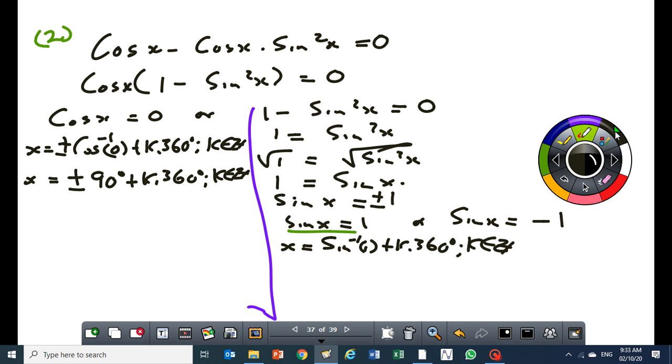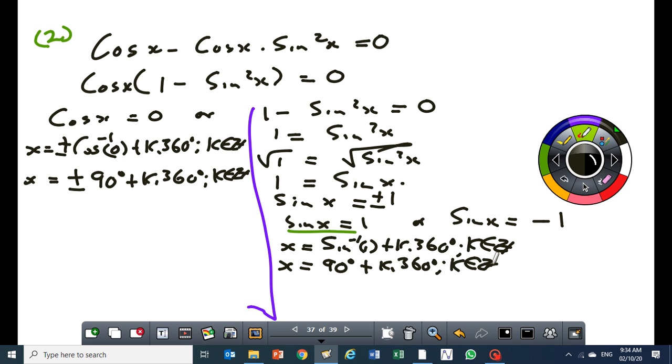Then shift sine of 1 will give you 90 degrees. So you end up having x equal to 90 degrees plus k times 360, where k is an element of integers. Okay? But check this. This 90 plus k times 360 is also accommodated here. It's also because I needed to know exactly what the general solution of that is.